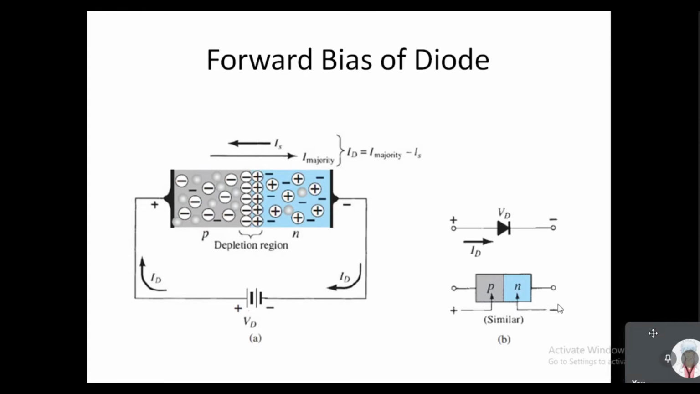The effect of this is that under forward bias condition, if you look at the depletion region, its width is reducing. Initially, you saw that there were two columns of negative ions on the P side, and two columns of positive ions on the N side. Now, after doing the forward biasing, the depletion width has reduced.